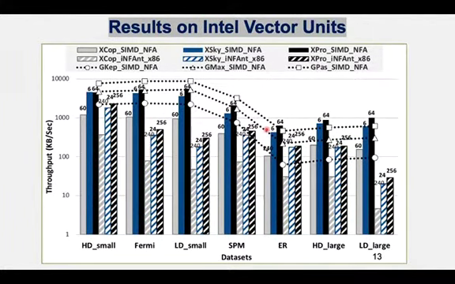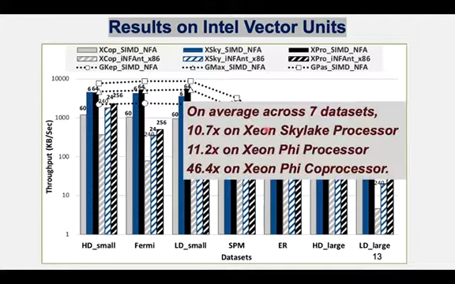We found our SMD NFA design is consistently better than the baseline implementations across all datasets. On average, it is a 10.7 times speedup on the Intel Skylake processor, 11 times speedup on the Xeon Phi processor, and 46 times on the Xeon Phi Knights Corner processor. Again, we find our design benefits more on older Intel architectures, where the memory bottleneck is more of a problem.